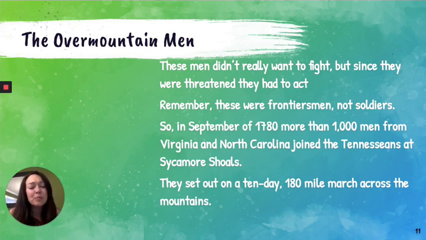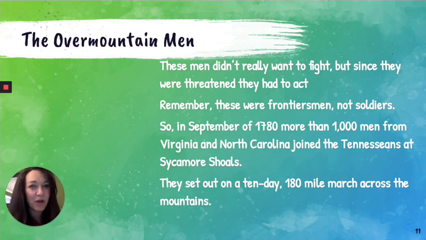Remember, as we talk about these people, that these were your farmers. These were not military people. They did not have uniforms. They fought differently. They were not part of an actual army, but they bonded together. So in September of 1780, more than 1,000 men from Virginia and North Carolina met up with some Tennesseans at Sycamore Shoals. And from there, they set out on a 10-day, 180-mile march across the mountains.